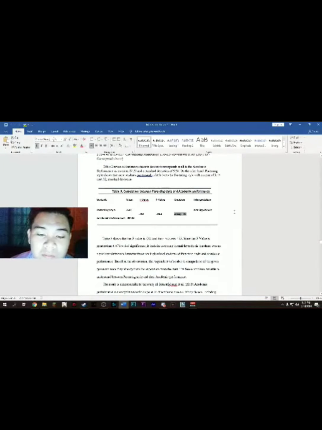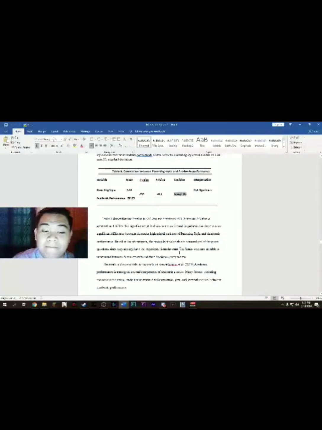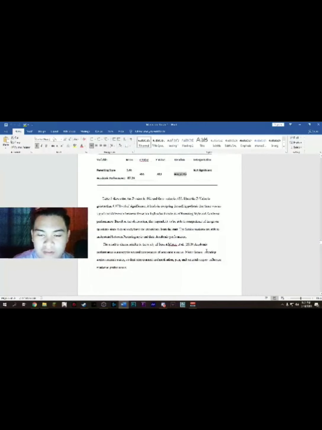Based on the observation, the respondents were able to comprehend the given questions since they have the most experience from the start. The senior students are able to understand the relation between parenting style and academic performance. The result is almost similar to the study of Sarwat Masood. Academic performance is among the several components of success, with many factors including socioeconomic status and student engagement.